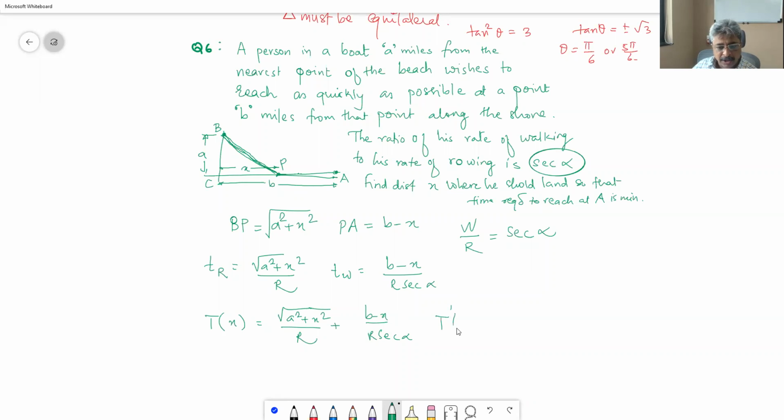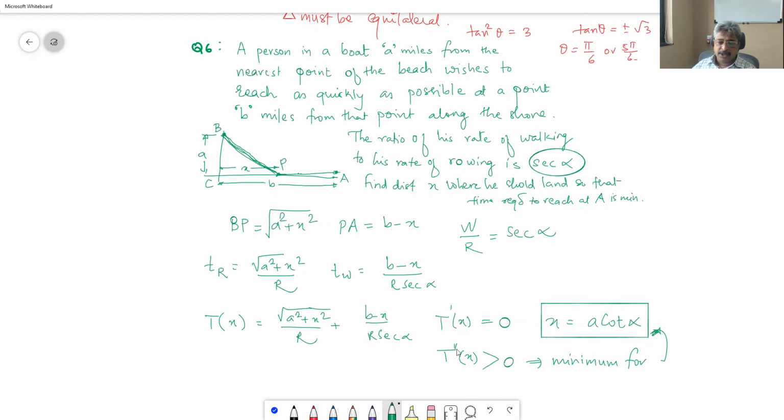Therefore, you find out t dash of x, equate it to 0. Get the value of x. x comes out to be equal to a cot alpha, and then you can check by the second derivative test, and you find that this is greater than 0. Therefore, time is minimum for this x. And the answer is x is equal to a cot alpha, right? Now I am avoiding finding the first derivative and second derivative here because you are supposed to do it and get the answers. Okay.